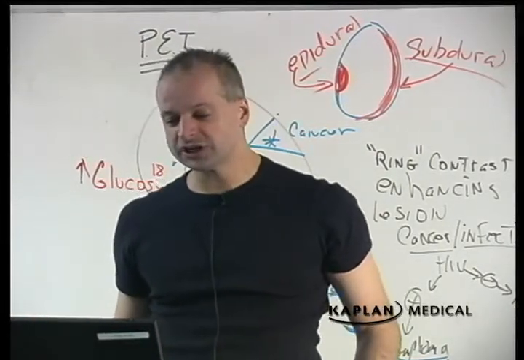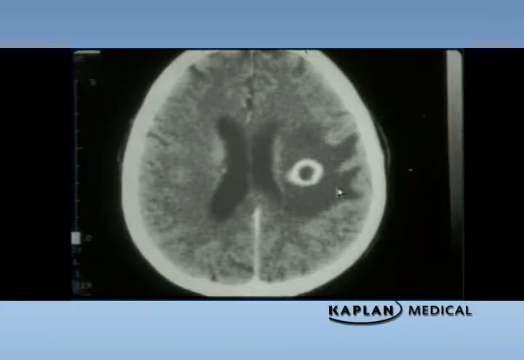What is this dark stuff around the lesion? It is edema, the edema surrounding a ring or contrast-enhancing lesion. So this is cerebral edema surrounding this lesion. These are both ring-enhancing lesions, on MRI and CT, and the edema around it.